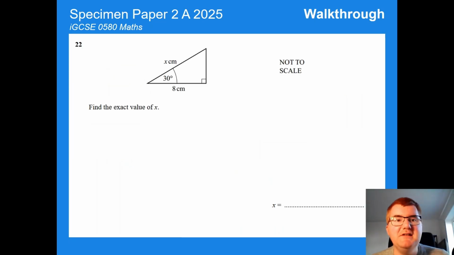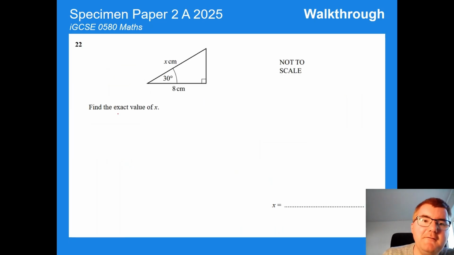Okay, on to question 22. So we want to find the exact value, very important, of x. Okay, so I'm going to be using trigonometry here. I'm going to label my sides. So I have the adjacent and the hypotenuse. So I'm going to be using cos.